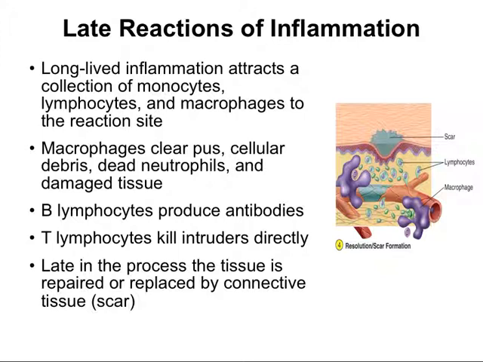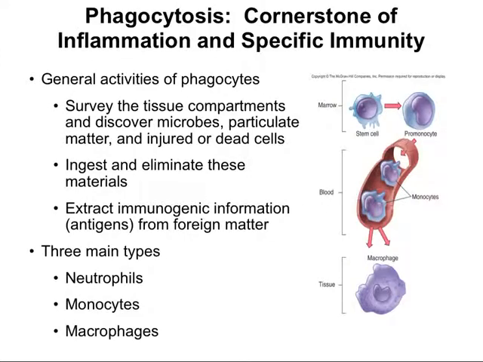And then the final stage in the process of inflammation is that tissue is repaired or replaced by scar tissue or other connective tissue. So now that we've covered inflammation, let's cover phagocytosis. Phagocytosis is the cornerstone of inflammation and specific immunity because this is where all of the byproducts get gobbled up. It's generally accepted that all cells have some capacity to engulf materials, but not all of them are professional phagocytes. These guys do it for a living.